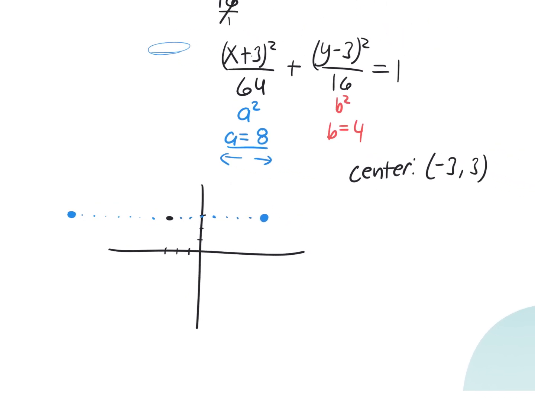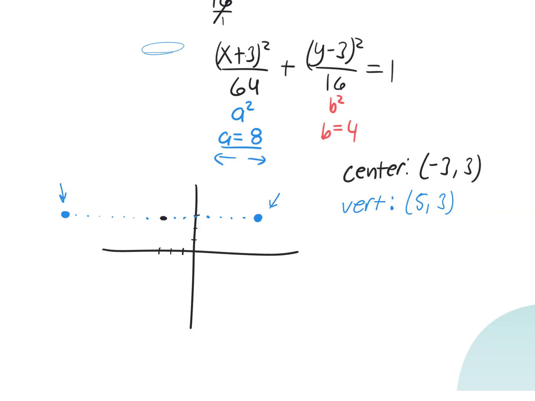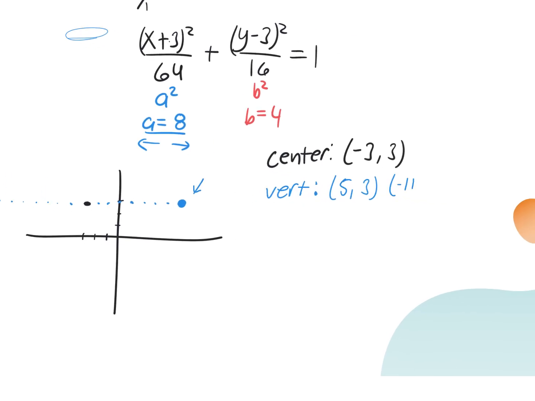And then you would count to find your vertices. It looks like the one to the very right is at an x value of 5 and a y value of 3. The one all the way to the left, if you count, is going to get you an x value of -11 and a y value of 3 still.